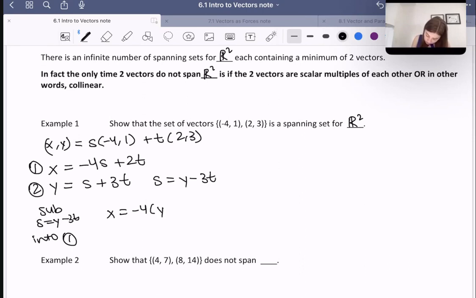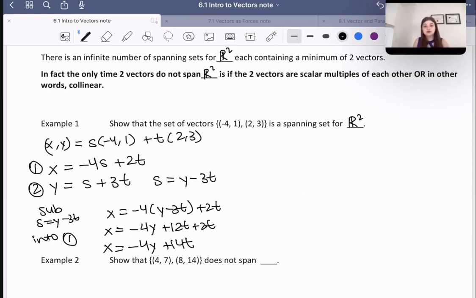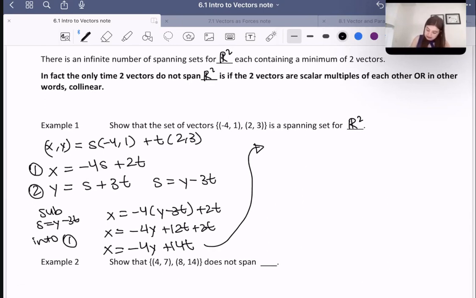-4 times y minus 3t plus 2t, which means x is equal to negative 4y plus 12t plus 2t, which means x is equal to negative 4y plus 14t. Good. So what does this tell us about t? Well, this tells us that t is equal to x over 14 plus 2/7 y, right?